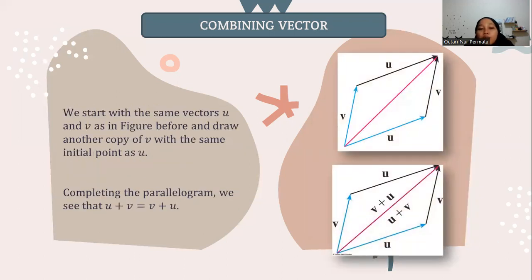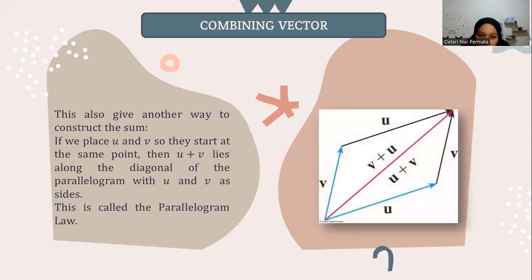We start with the same vectors U and V as in the figure before and draw another copy of V with the same initial point as U. Completing the parallelogram, we see that U plus V equals V plus U. This also gives another way to construct the sum. If we place U and V so they start at the same point, then U plus V lies along the diagonal of the parallelogram with U and V as sides. This is called the parallelogram rule.